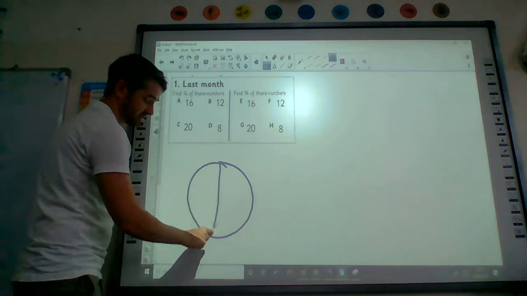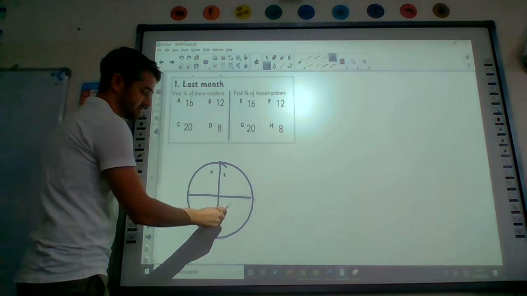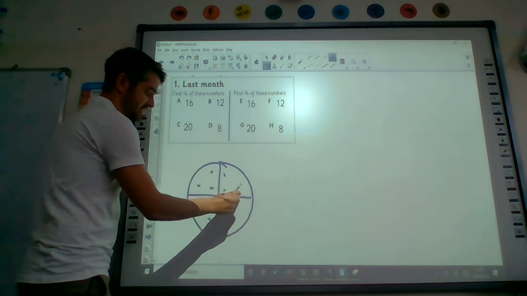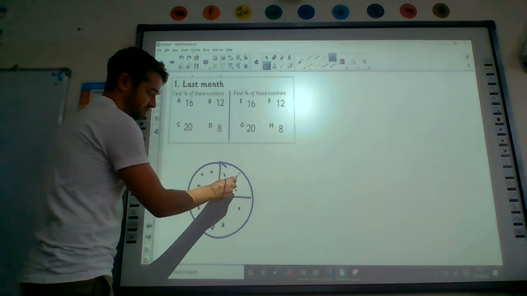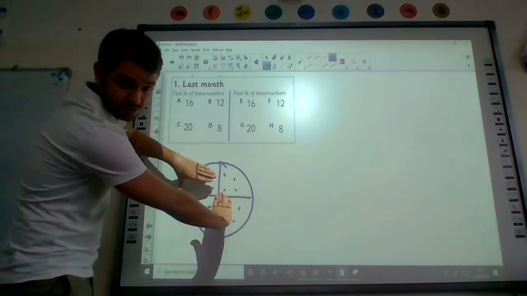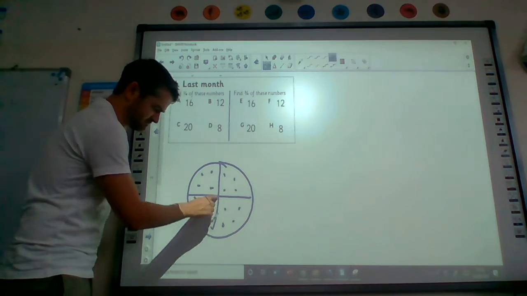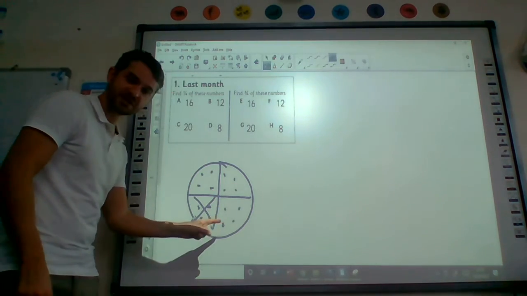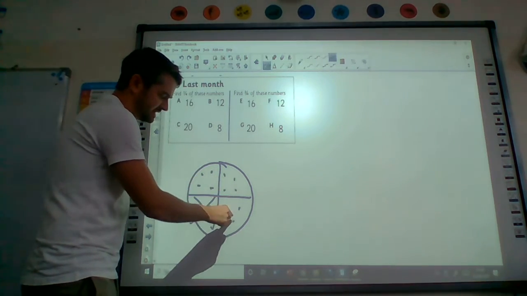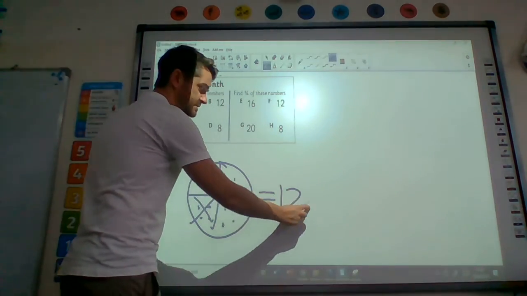I start with my quarters still. I still share 16. 1, 2, 3, 4, 5, 6, 7, 8, 9, 10, 11, 12, 13, 14, 15, 16. But this time I'm not just looking at 1/4. I'm looking at 3/4. So I'm not going to look at this one. I'm going to count all of these 3/4. 1, 2, 3, 4, 5, 6, 7, 8, 9, 10, 11, 12. 3/4 of 16 is 12.